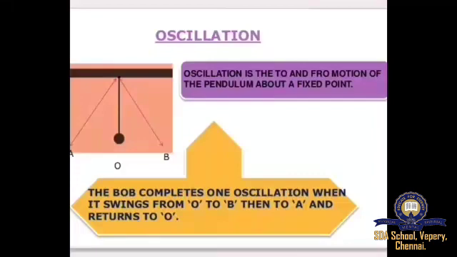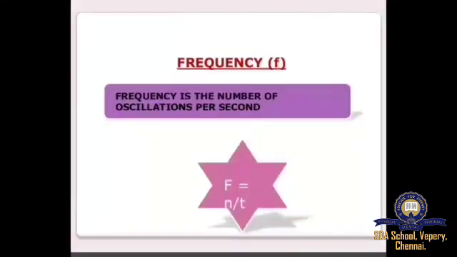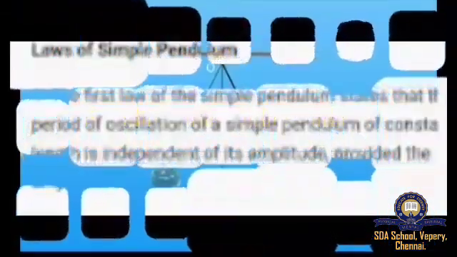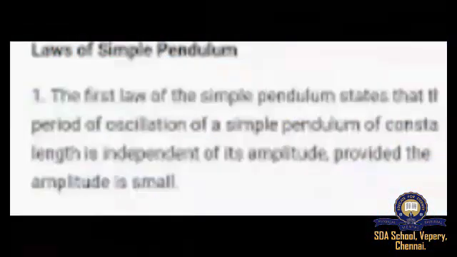Next we are going to learn about frequency. Frequency is the number of oscillations per second. That is f is equal to n by T. Now let us learn the laws governing the time period of a simple pendulum. The first law states that the time period of oscillation of a simple pendulum of constant length is independent of its amplitude.